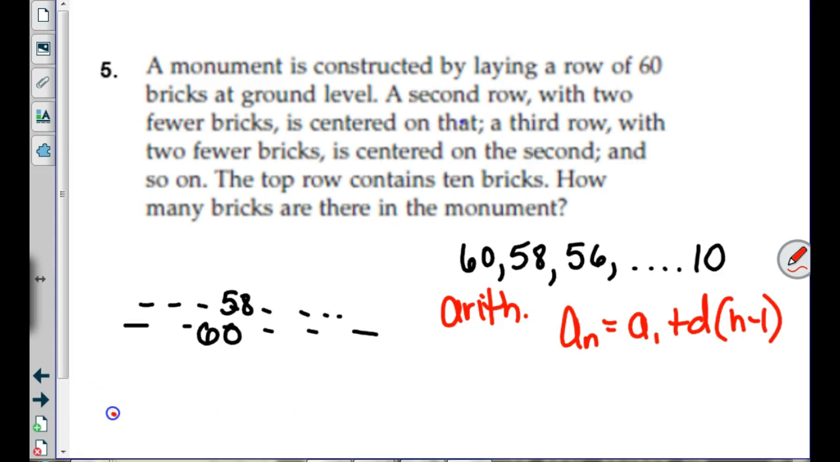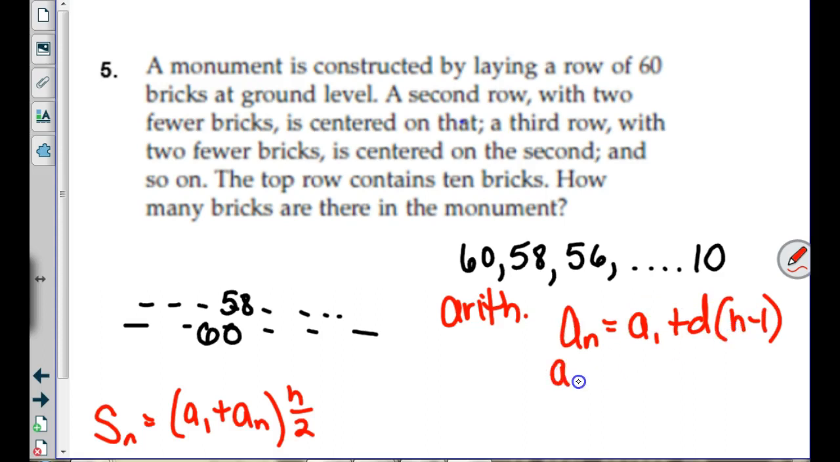Okay, eventually we want the sum, but the sum says we have to know the first term, the last term, and the number of terms divided by 2. We know the first and last term, but do we know how many terms that is? How many rows? We've got to figure that out. So what are we trying to find? What letter? N. Okay, so can we put stuff in this formula to find N?